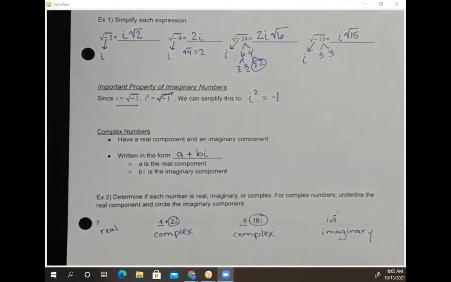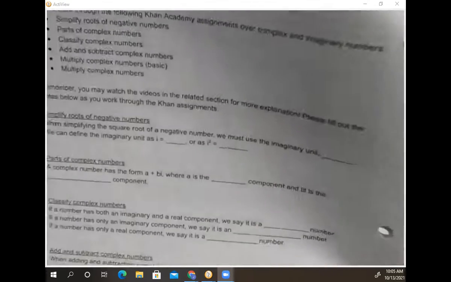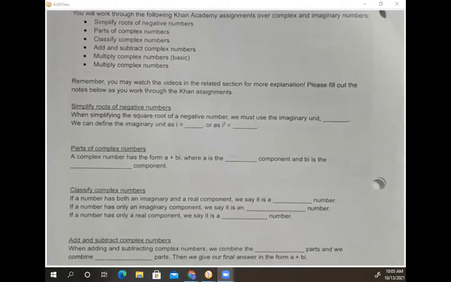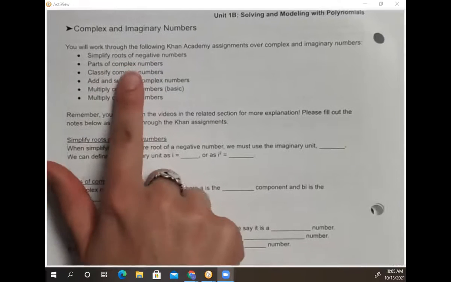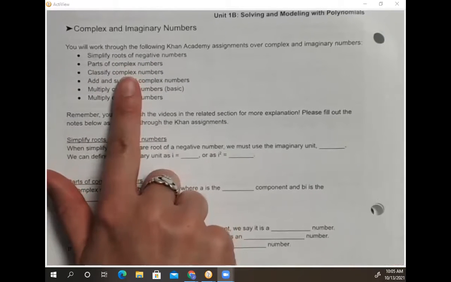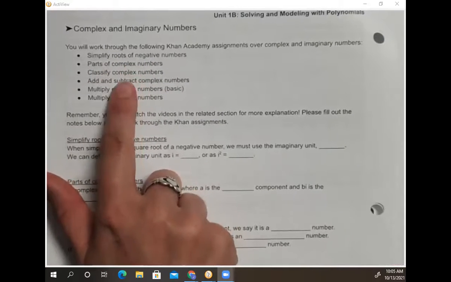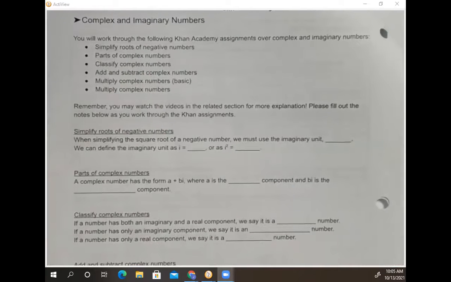Questions for me? Okay. So here's what you are going to work on for the rest of our class time, and you'll probably have to finish up this homework tonight. In your packet on page 4, there's a list of assignments that we're going to look at in a little bit tomorrow. That'll give us some practice working with imaginary and complex numbers. But for today, you have the video lessons on Khan assigned to you. No practice sets for today, just the videos to watch, okay?